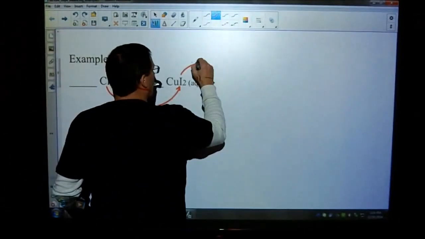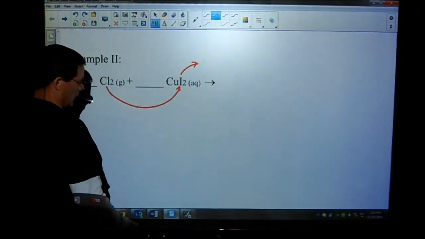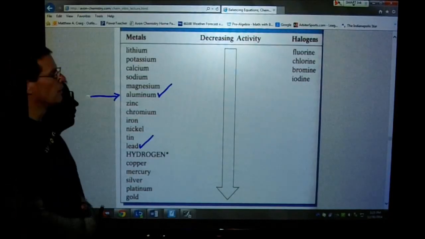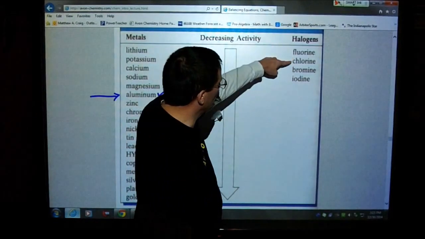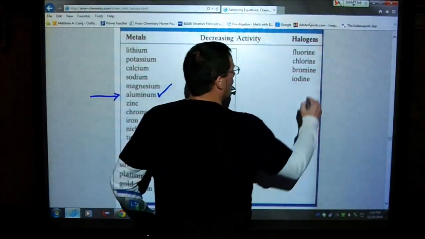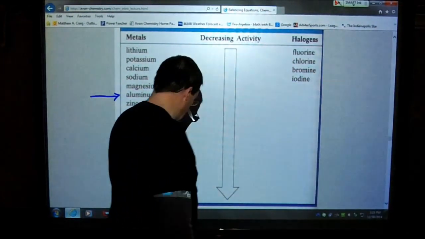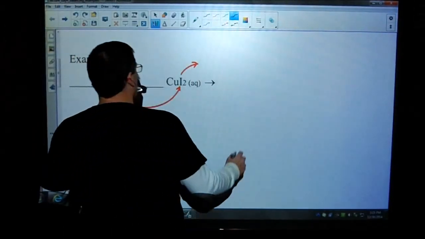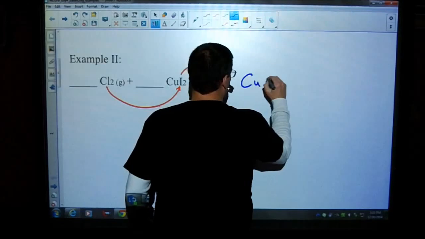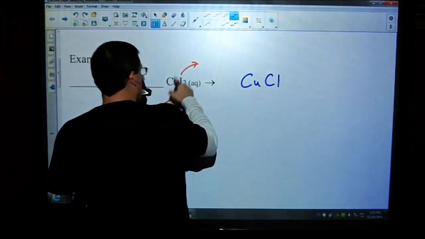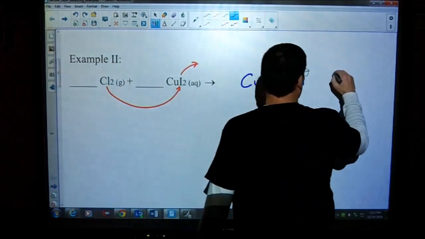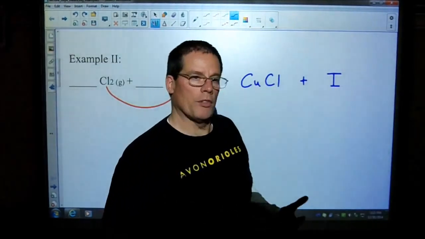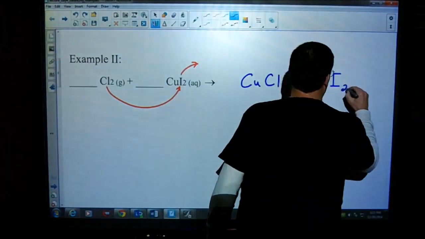So if this does take place, the iodine is going to be kicked out. So let's see, is chlorine listed higher than the iodine? And it is. Chlorine's here, iodine is here. So that means that the chlorine will kick the iodine out. So on the product side, we're going to have Cu and Cl, and then the iodine will be kicked out. Now again, iodine ends with that -ine, so that means that it's diatomic. So we'll have a 2 there.